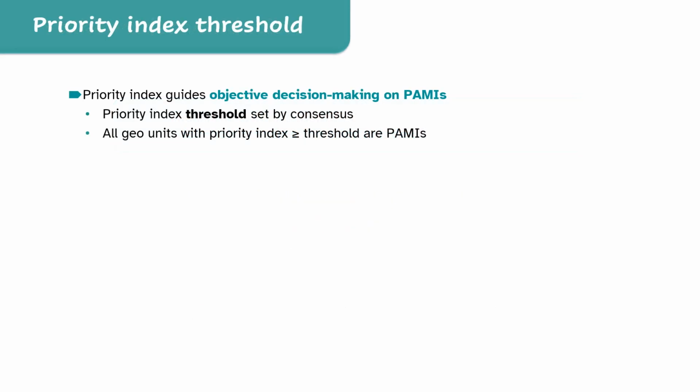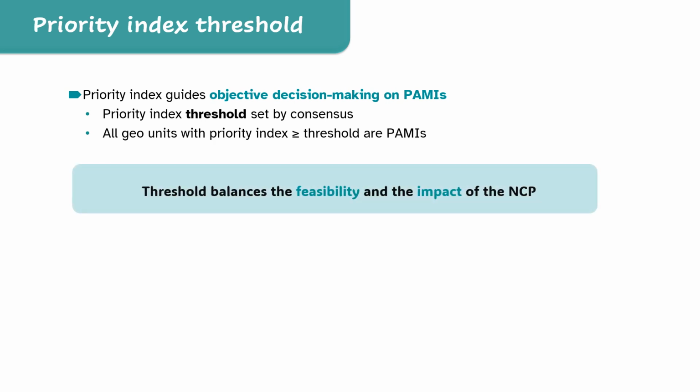The priority index is critical to guide decision-making on PAMI. A priority index threshold is decided by consensus, and all geographic units with a priority index value above this threshold are PAMI. To decide on an appropriate priority index threshold, stakeholders have to balance both the feasibility and the public health impact of the NCP.